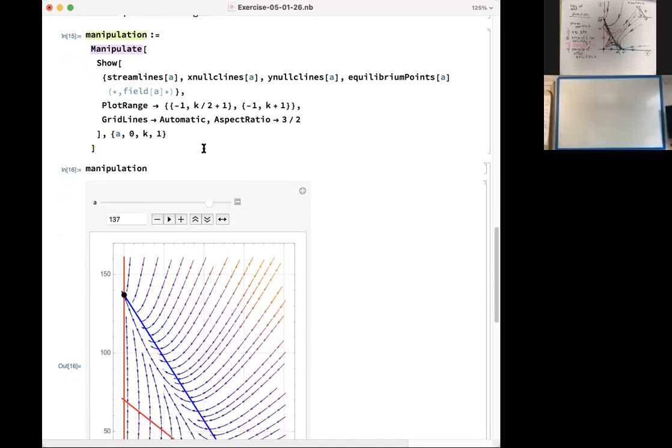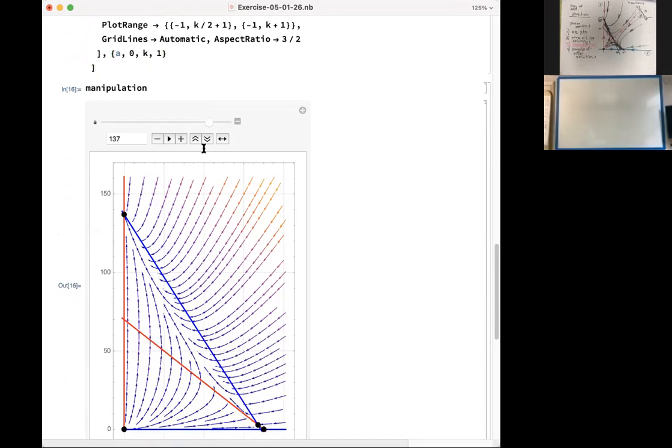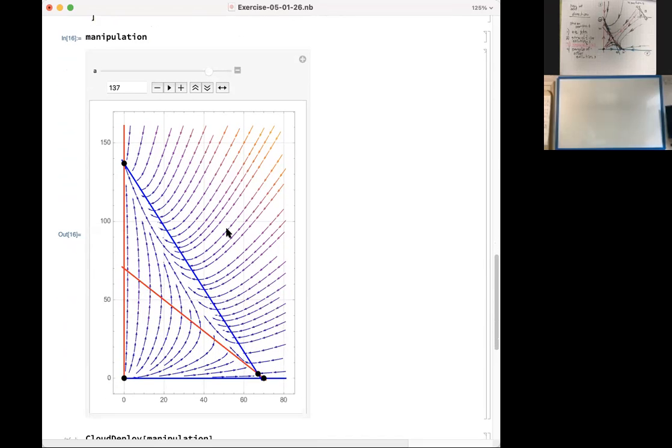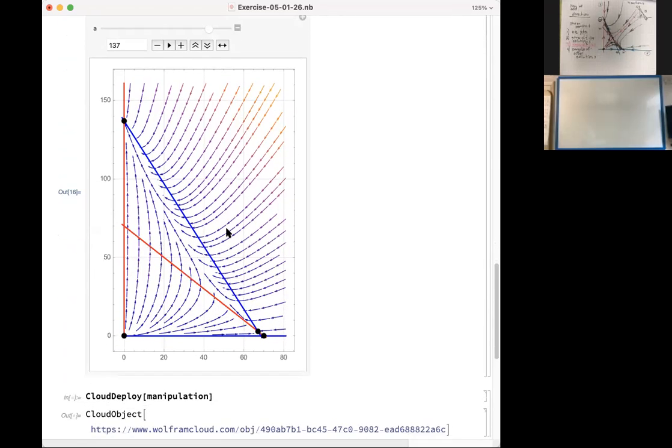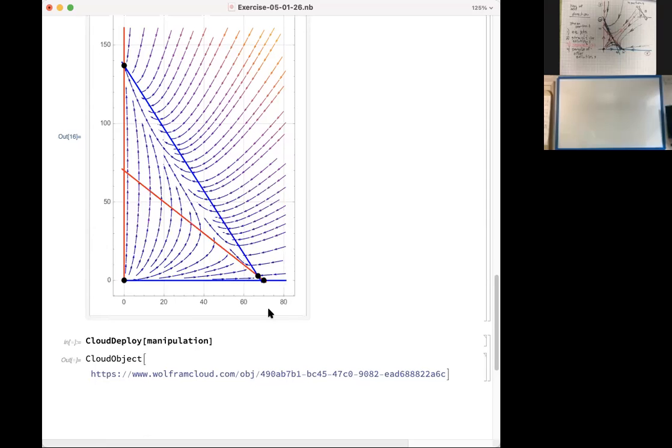So here's a demo. Now I want to do one more thing for you, and this is kind of Mathematica techie stuff, so don't worry about it, because I don't think it's going to work too well. But because you guys have an operating copy of Mathematica on your computers, that means I could share this with you so that you could operate this animation by yourself. And in Mathematica, that's a special command called cloud deploy.